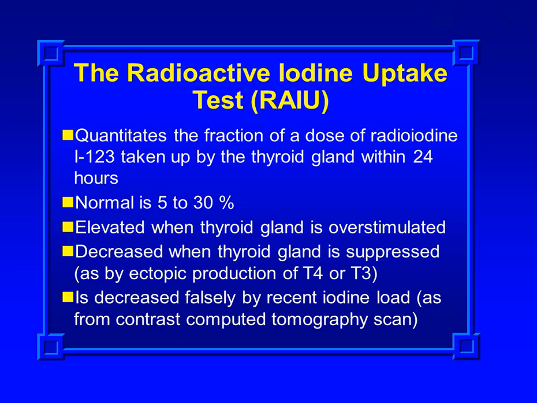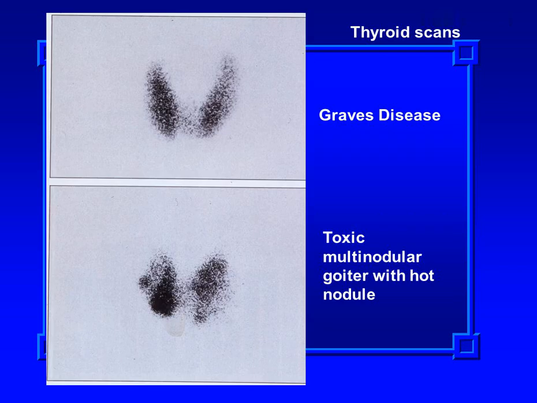Normal is 5 to 30%. It is elevated when the thyroid gland is overstimulated. It is decreased when the thyroid gland is suppressed, as by ectopic production of T4 or T3. It is falsely decreased by a recent iodine load, as from a contrast computed tomography scan. Thyroid scans: Graves' disease, toxic multinodular goiter with hot nodule.